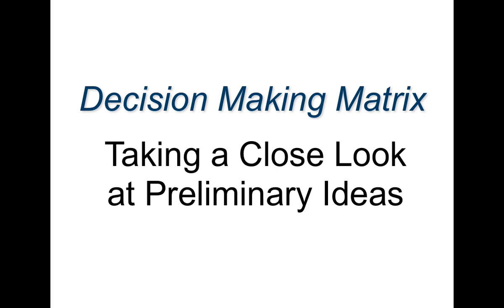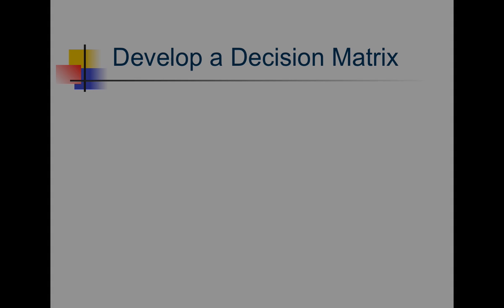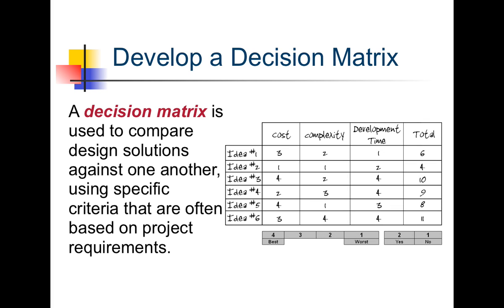And we're going to use this primarily to help us as a group decide what is the best solution for us to use here. A decision matrix is used to compare design solutions against one another using specific criteria that are often based on project requirements.